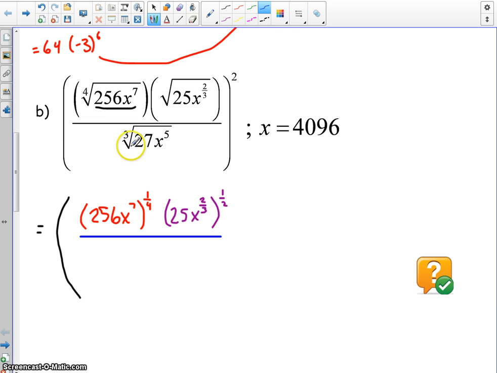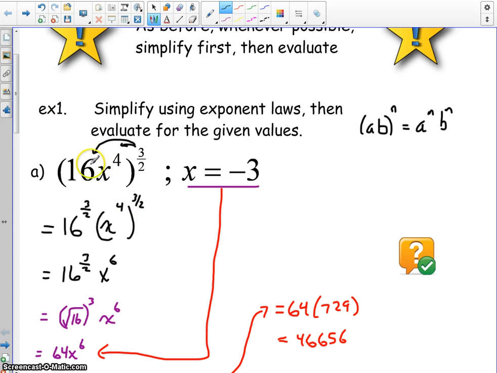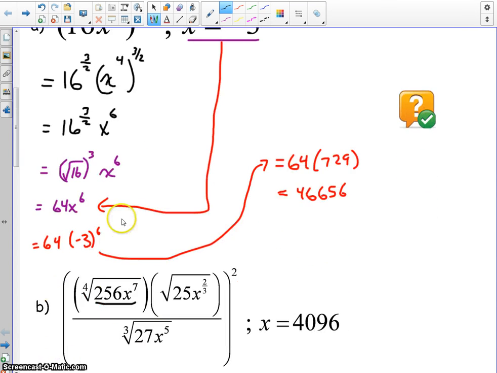Okay, and down here I have cube root of 27x to the 5th, which will give me 27x to the 5th power, all to the exponent of 1/3. And of course, this entire thing is squared. Okay, so it seems very, very messy, but now what I can do is actually start doing what I did before. I mean, really, I have a bunch of expressions like the one I did in A. I just got to simplify them each individually.